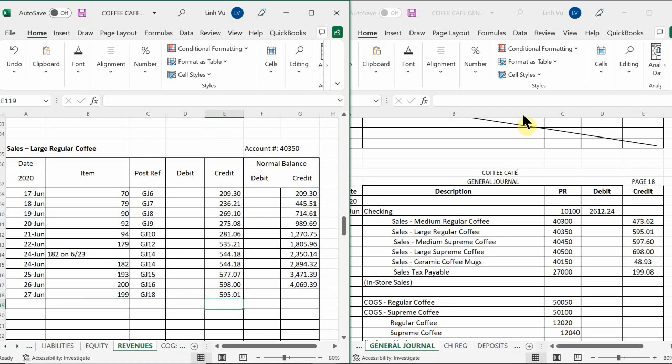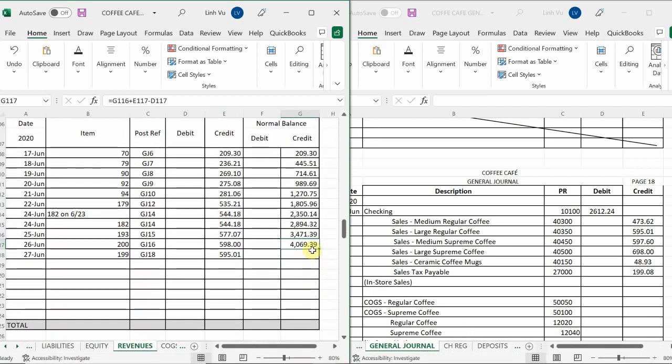Okay. So what's my grand total for the sales of the large regular cups? $4664.40. Good.